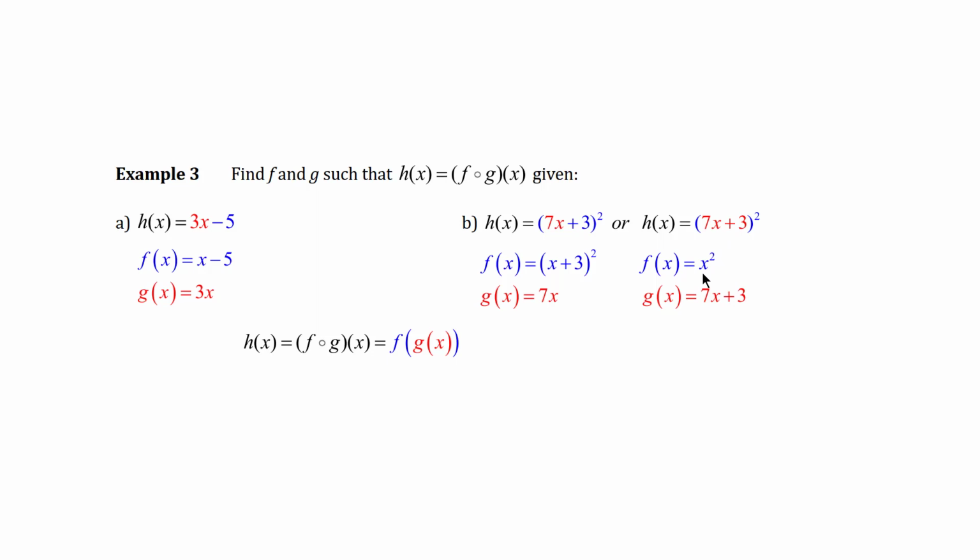Now if we do the composition of f of x and g of x, we take 7x plus 3, substitute it in for x in the function f, and this results in parentheses 7x plus 3 squared, which is the equation for h of x. So everything works out, and our final answer would be f of x equals x squared, and g of x equals 7x plus 3.